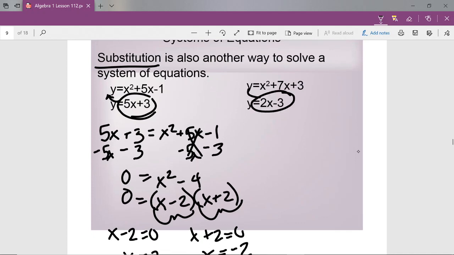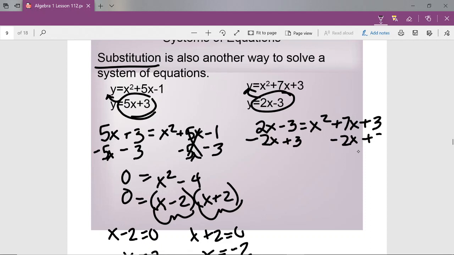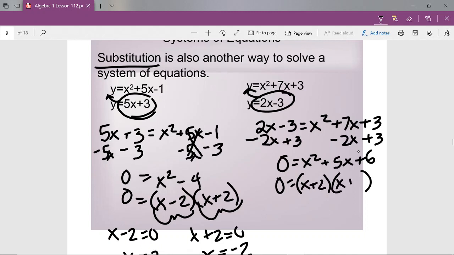I'm going to plug in right here and substitute 2x minus 3 equals x squared plus 7x plus 3. Subtract 2x, add 3. And we get 0 equals x squared plus 5x plus 6. And I factor. This is just one of our regular add to 5, multiply to 6. So I get x plus 2 and x plus 3, which means that x must be negative 2 and negative 3. I plug those in to find my y coordinates.